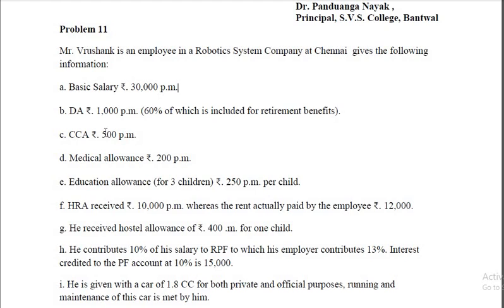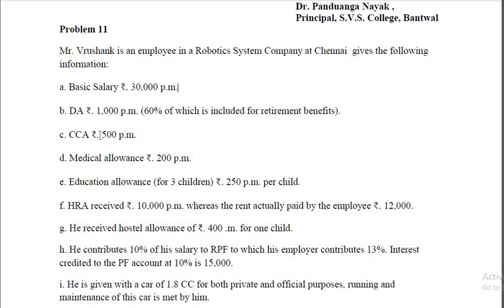It is fully taxable. What is given within bracket, that is 60% of which is included for retirement benefits. So while computing contribution to Provident Fund, HRA, or rent-free accommodation, only 60% is taken, not the entire DA. That part of DA which enters into retirement benefits has to be taken. CCA is fully taxable, 500 into 12, 6,000. Medical allowance is fully taxable.